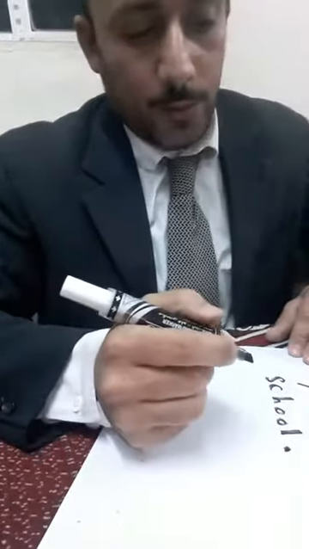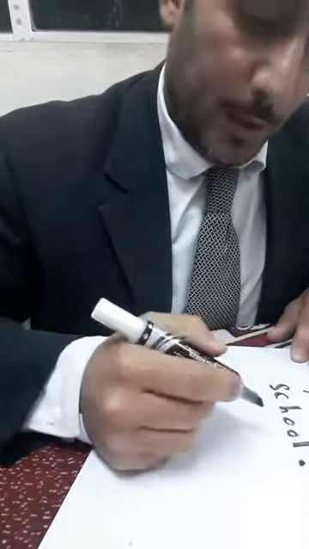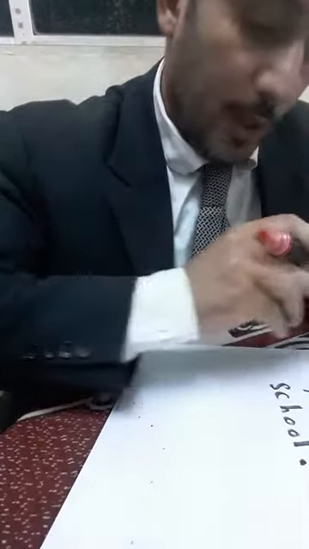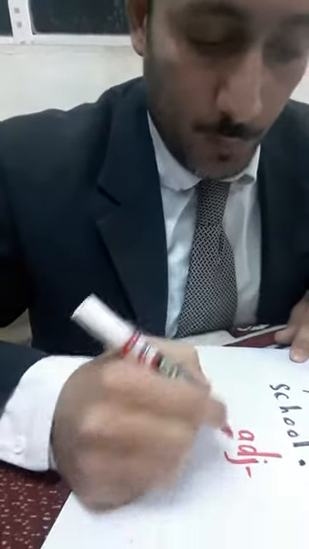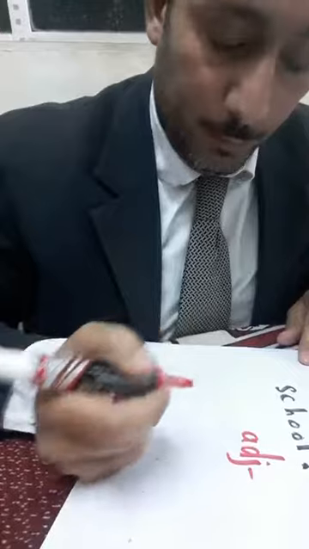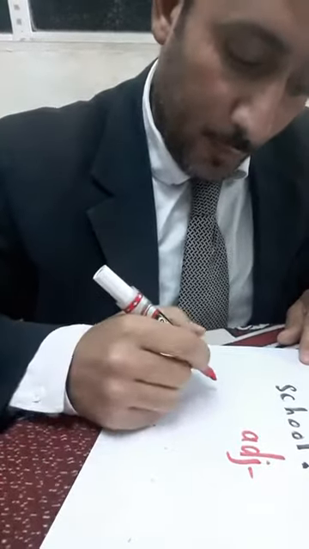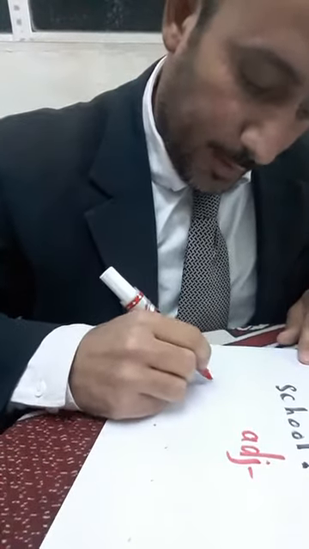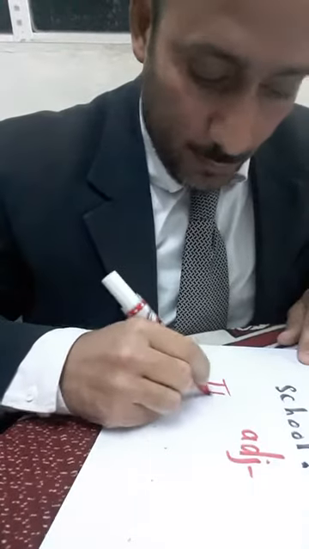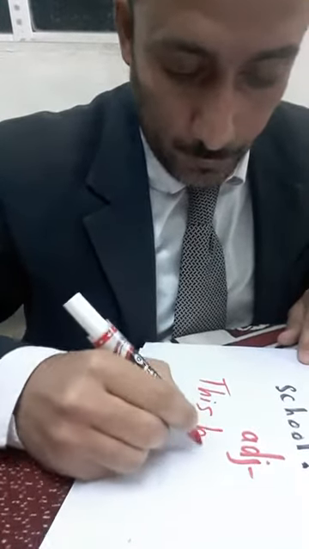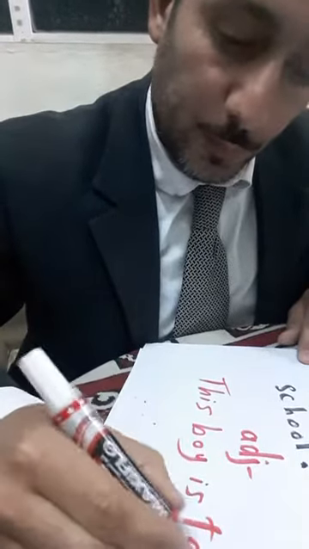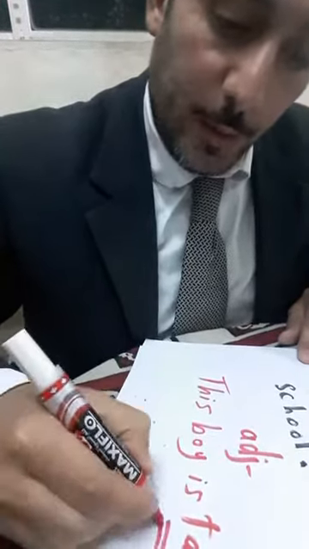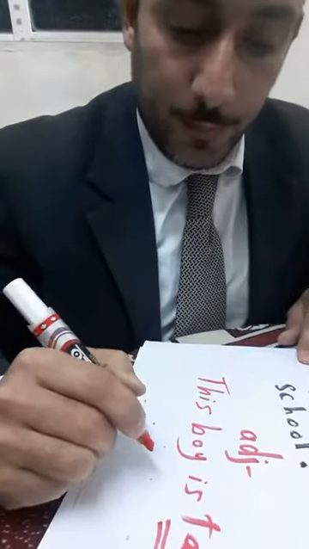The first thing I want to start with is the adjective. Adjective means if we want to describe someone or something, we use adjectives. When we say this boy is tall, here the word tall is an adjective.